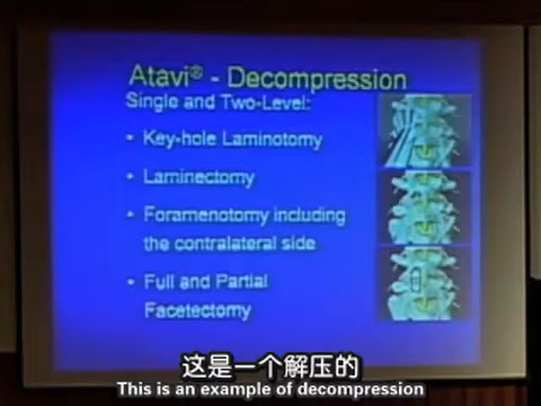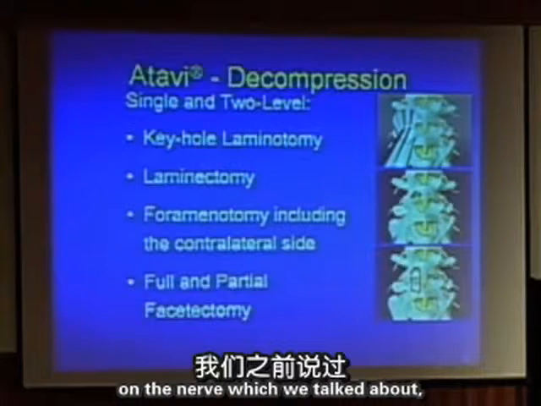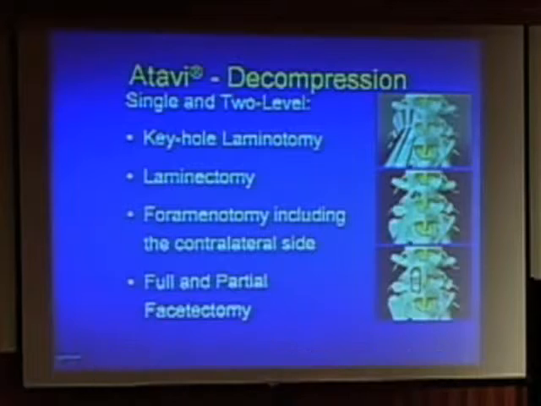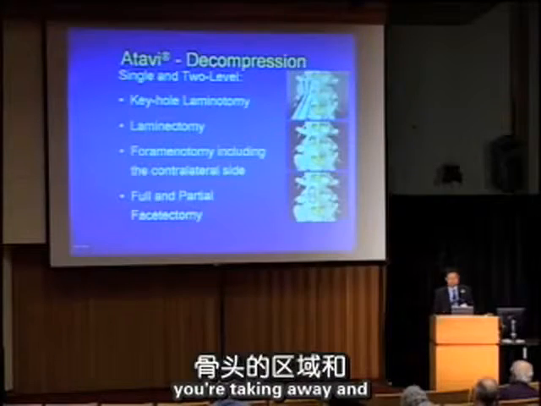I'm going to go through this. This is an example of decompression, or taking the bone away to relieve the pressure on the nerve roots, which we talked about. These are all different types of exposure, and it just amounts to what area of bone you're taking away and how much bone you take away.